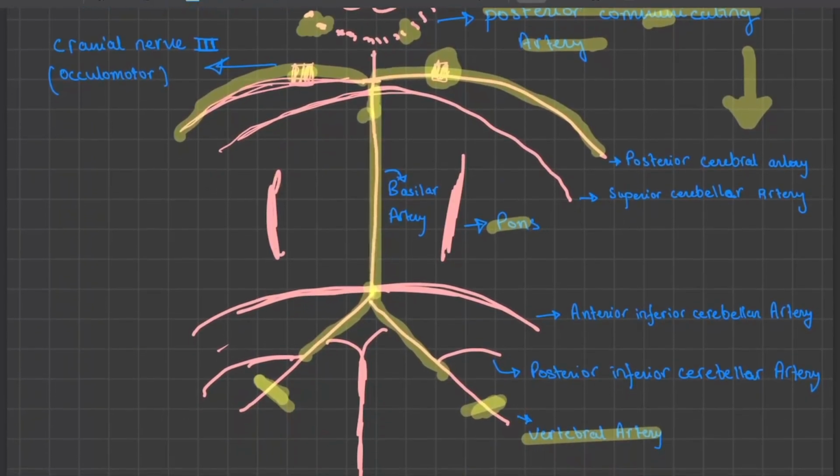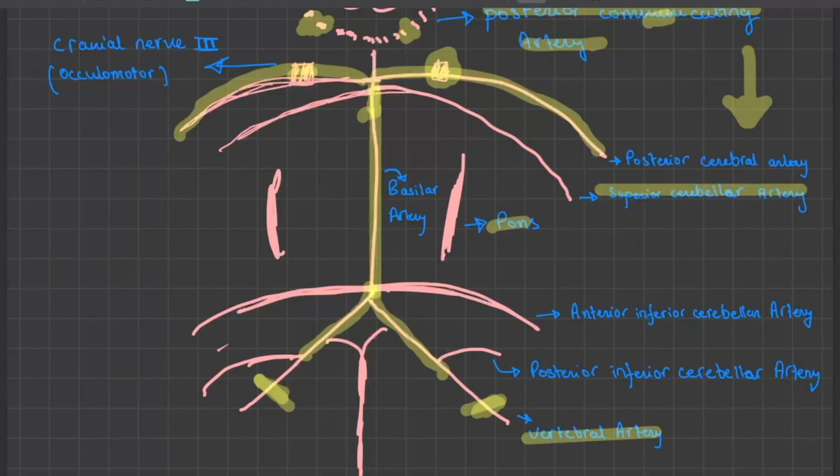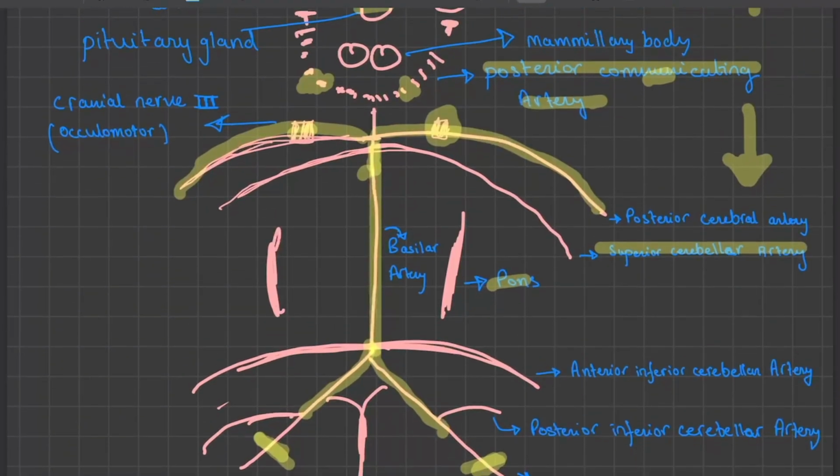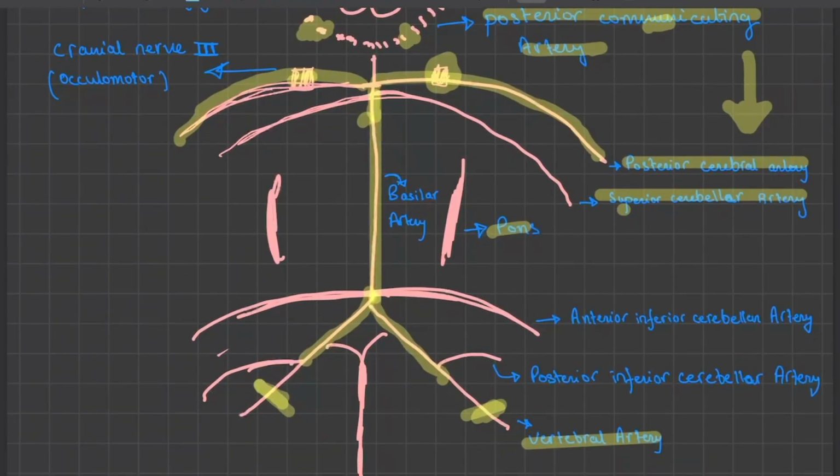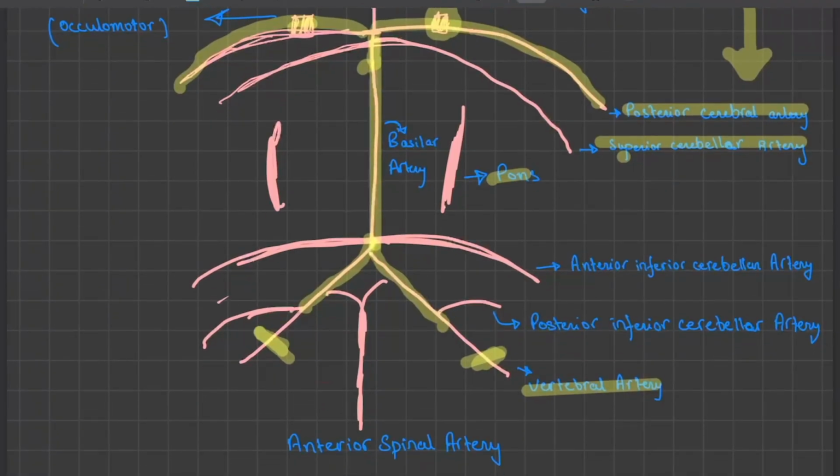You also have the superior cerebellar artery. Now bear in mind that this is the posterior cerebral artery and this is the superior cerebellar artery. So the posterior cerebral artery, as the name suggests, supplies the posterior part of the cerebrum. And the superior cerebellar artery, as the name suggests, supplies the cerebellum. And right after that, we also have the anterior inferior cerebellar artery and the posterior inferior cerebellar artery.